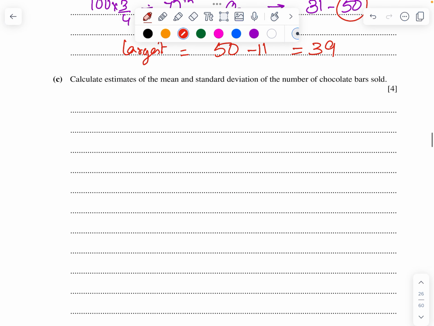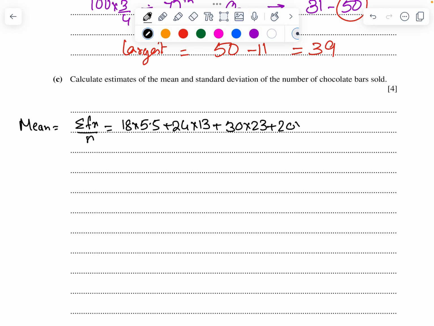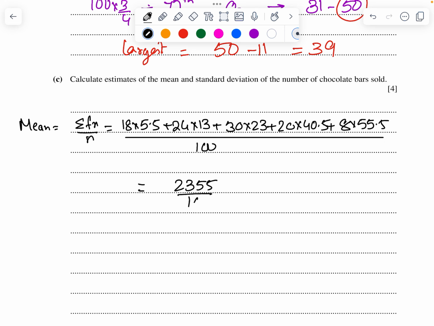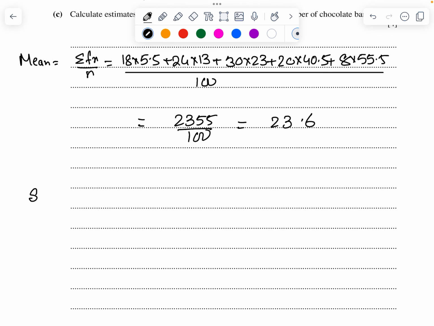Calculate the estimates of mean and standard deviation. For calculating the mean, the formula we know is sigma fx upon n, which is 18 times midpoint 5.5, next 24 times midpoint 13, and 30 times midpoint 23, and 20 times 40.5, plus 8 times 55.5, total divided by 100. So this becomes 2355 divided by 100, which becomes 23.6 in 3 significant figures. Now I have to calculate the variance.